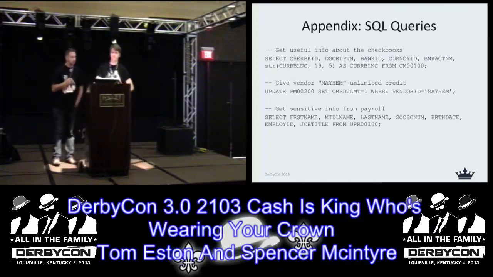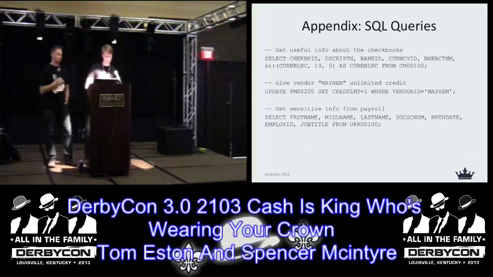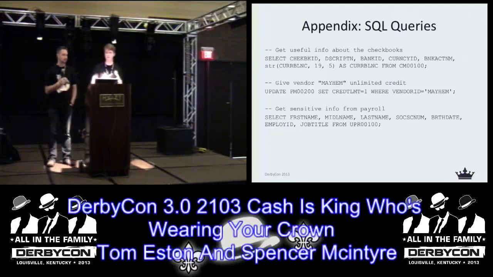I wanted to keep a slide in there with some additional interesting SQL queries that we have. So the first is getting useful information about the checkbooks. This is what the checkbooks module was essentially wrapping in the query module. And then the other one down here is to give a vendor unlimited credit. Like Tom was talking about, you can manipulate the credit controls for the specific vendor, so we can set the credit limit to unlimited. And then the last one is we found that sensitive information is actually stored if they're using Dynamics for payroll. So you can get the employee's name and social security number, and even the spouse's name and social security number. So you get a lot of bang for your buck for that one.